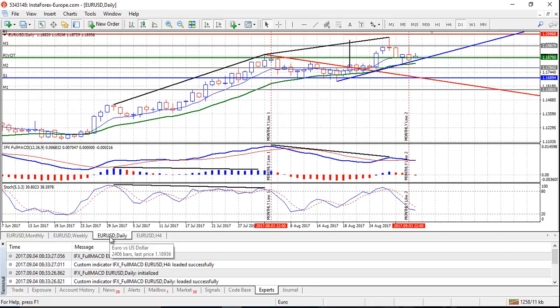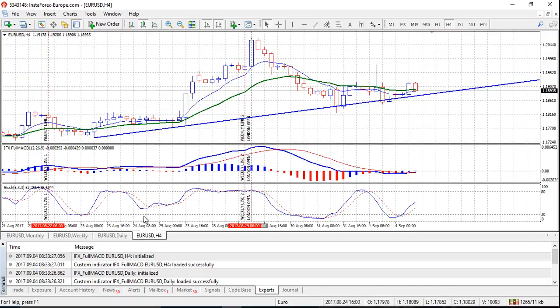If you come to the daily chart, what this means is that each of these candles takes a whole day, 24 hours, to finish forming. And then if you come over to the 4-hourly chart, each of these candles takes 4 hours to form. Each of these candles is 4 hours.